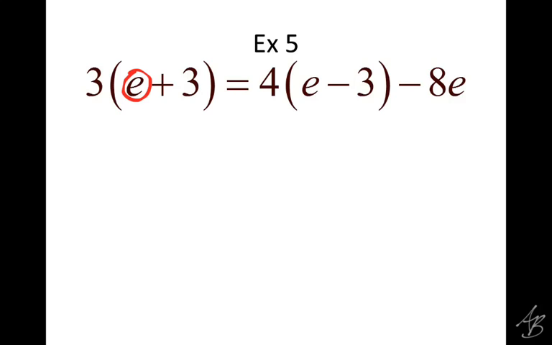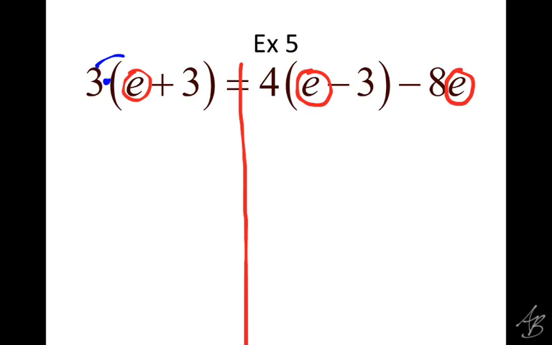Okay, we're going to circle the variables. We've got 3 of them, right? And then what else? Draw the line. All right, Kayla, what do we do next? So we're going to distribute the 3 times the e and the 3 here. What is 3 times e, Kayla? And what is 3 times 3? Positive or negative? Okay, good.